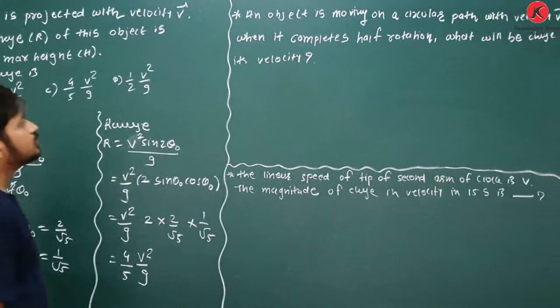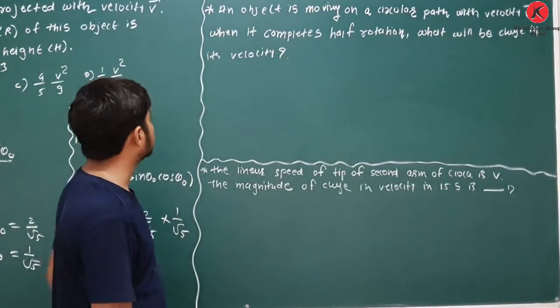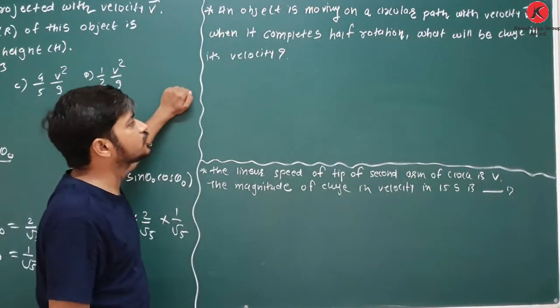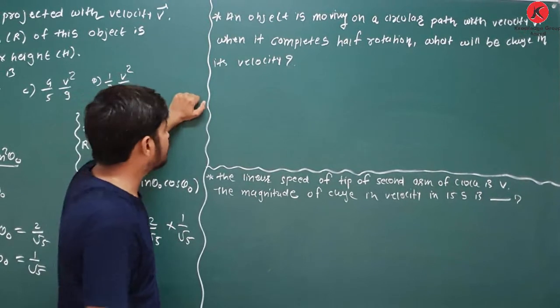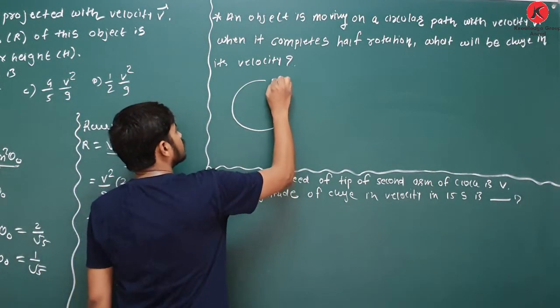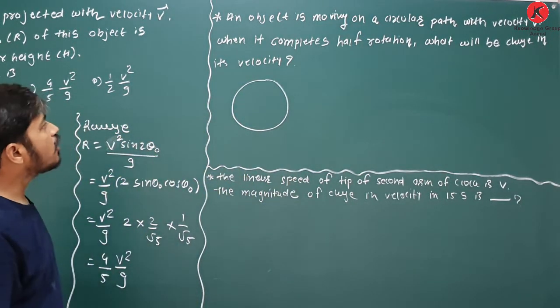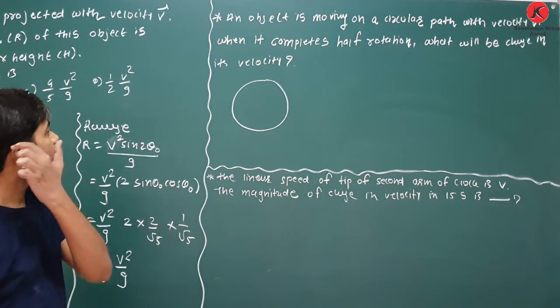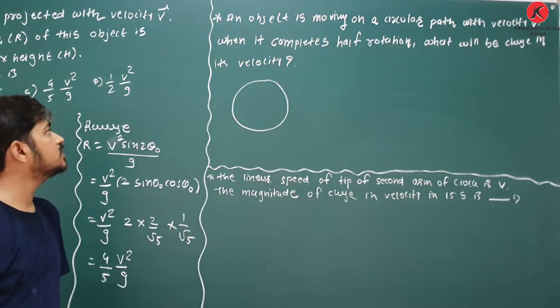An object is moving on a circular path with velocity v at any instant. When it completes half rotation, what will be the change in velocity? First of all, let it be one circular path. An object is moving on a circular path with velocity v at any instant. When it completes half rotation, what will be the change in its velocity?